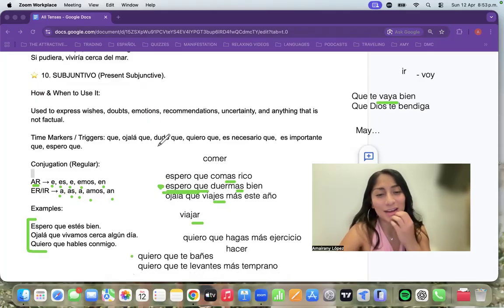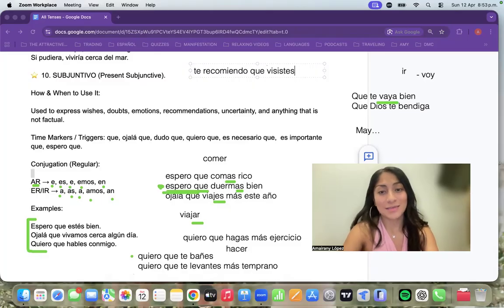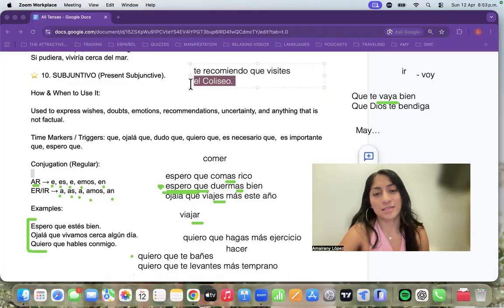So if you are ever in need to express any of this kind of thing, like recommendations, doubts, emotions, uncertainty, this is your tense. Something, for example, with recommendations is "te recomiendo," to you I recommend, "que visites." "Te recomiendo que visites el Coliseo." I recommend that you visit the Coliseum. Okay, so this is how it works.